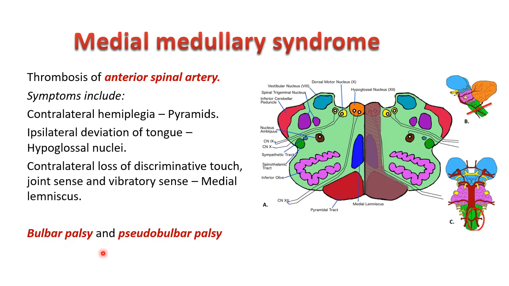Then bulbar palsy is nothing but a palsy of the medulla as a whole. Symptoms include difficulty in swallowing, breathing, dysphagia, dysarthria, dysphonia, not being able to produce sounds. Pseudobulbar palsy is a motor neuron disease, so it will affect all the cranial nerve nuclei and you get upper motor neuron paralysis. Again, you will have dysarthria and dysphagia in pseudobulbar palsy. So here it mimics a palsy of the medulla, but it is actually a motor neuron disease.